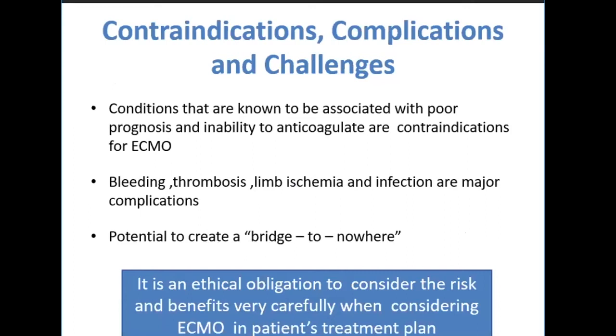What are the implications and challenges for the ECMO? The conditions that are known to be associated with poor prognosis and inability to anticoagulate are the contraindications we have already discussed in detail. The major complications for ECMO are related to heparin and thrombosis, limb ischemia, and infections. These are the major complications.